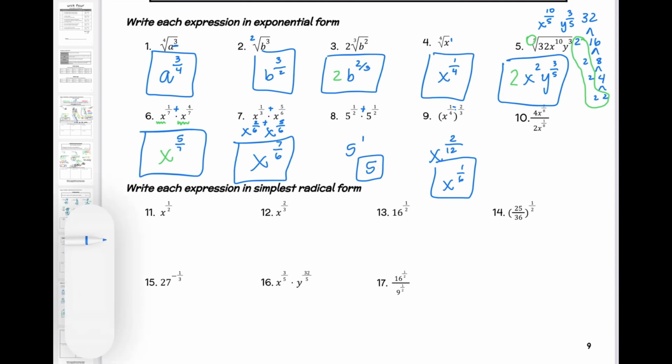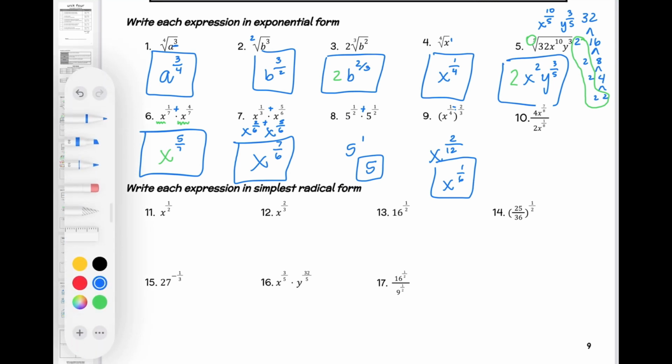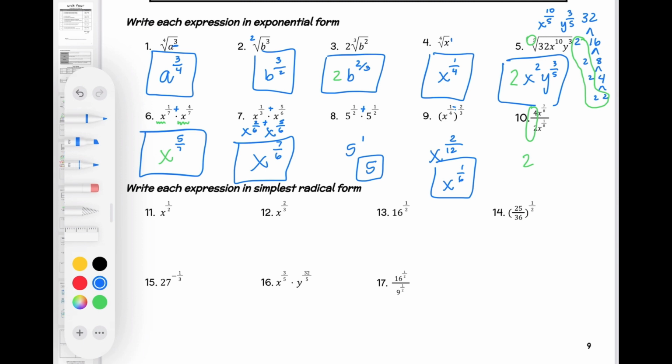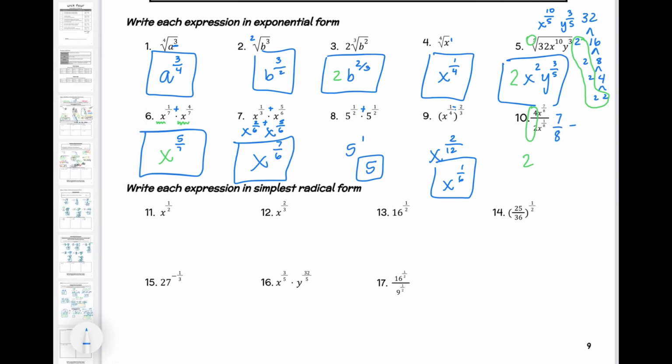All right, and then the last one for this section, we are now dividing. So when we divide, we need to subtract our exponents. So we're going to treat our numbers like we always do. So I have 4 over 2. 4 divided by 2 is 2. And then I'm going to subtract the exponents. They already have a common denominator, so we just have 7 over 8 minus 1 over 8, which is going to be 6 over 8. And again, that can simplify. So we still have that 2, we still have x, and it's going to be to the 3/4. And that would be our answer.